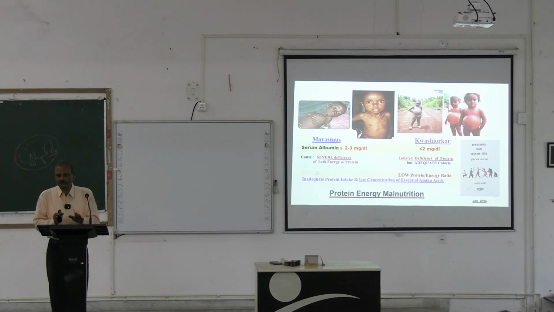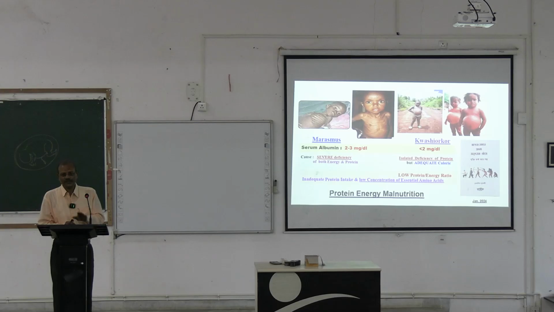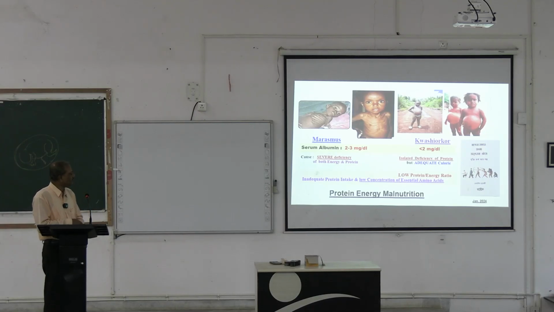It means they are not taking adequate amount of food, carbohydrate, protein or fat. So that there is an energy deficiency totally. So calorie deficiency is there as well as protein deficiency is there. In Kwashiorkor, energy deficiency is not there. They are taking adequate amount of carbohydrates, but protein is not in adequate amount. So there is low protein to energy ratio, and that led to the condition. So inadequate or isolated deficiency of protein.